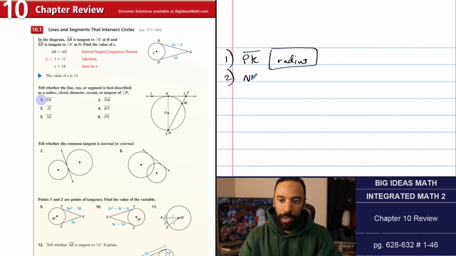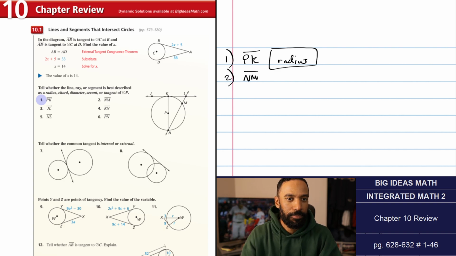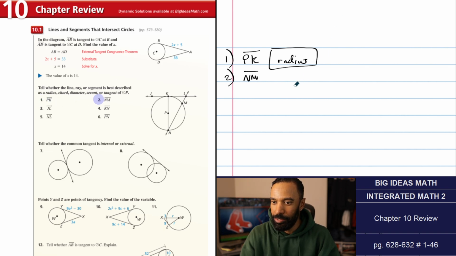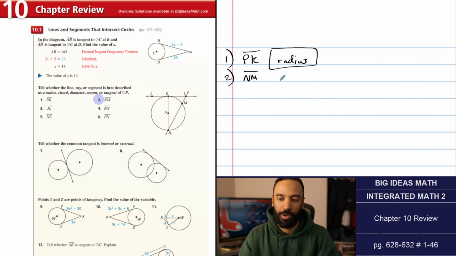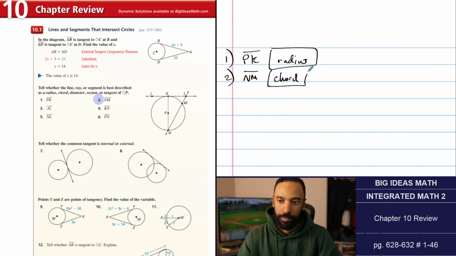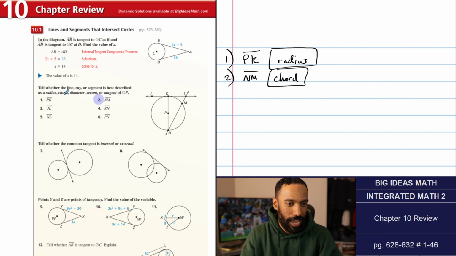Segment NM, I gotta bring this over. Sorry about that. Number 2, segment NM. I'm just writing this down and trying to fix this. Okay, segment NM is a chord. It shows segment, and it's going from N to M. A chord is any segment whose endpoints are both on the circle itself.